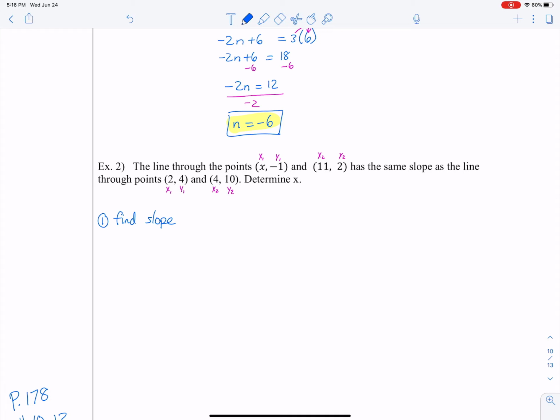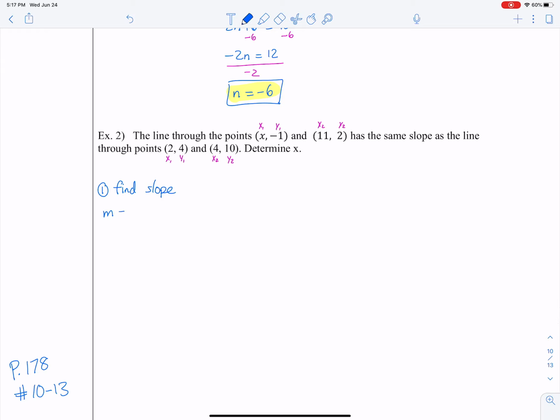We didn't need to do that in the last question because they already gave it to us. So find our slope. We have m is equal to y2 minus y1 over x2 minus x1. Our y2 is 10 and our y1 is 4, so we get 10 minus 4. Our x2 is 4 and our x1 is 2. So we end up with 6 over 2, and we can simplify that to be 3. So that's our slope of 3.